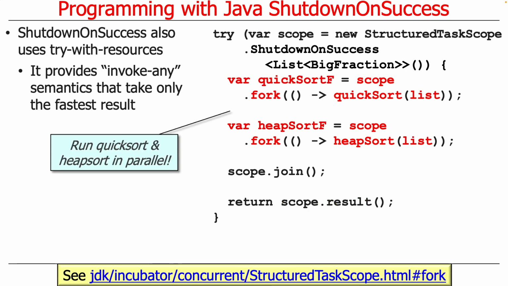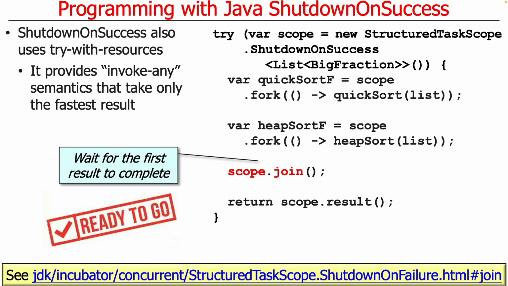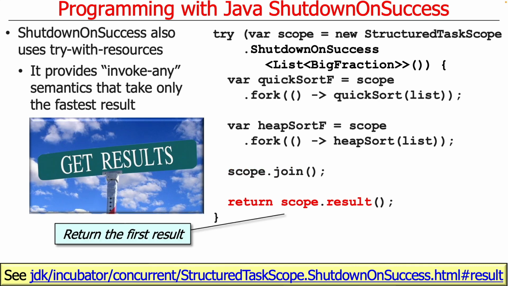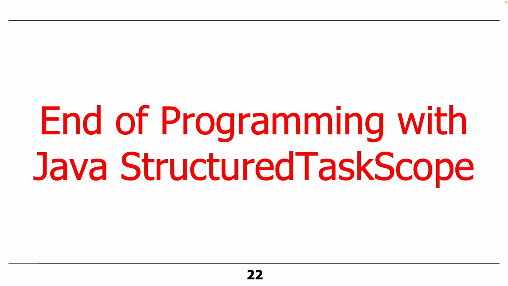So we run these things in parallel. We wait for the first result to complete, whichever one comes back first. So the join call will short circuit in the sense that once we get a result of either one, the other one will be canceled. We have one result, and then we return the result there. So the first result that was done, we're going to give that back. So that's the other common use case, shutdown on success. And you'll see some interesting examples of this later.